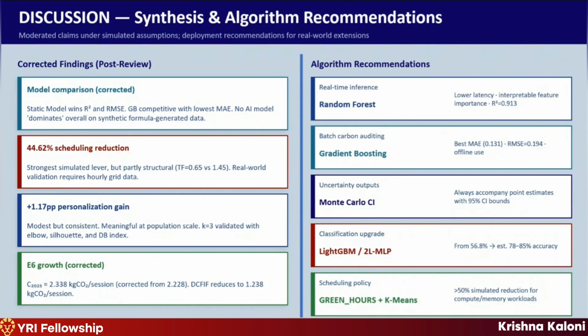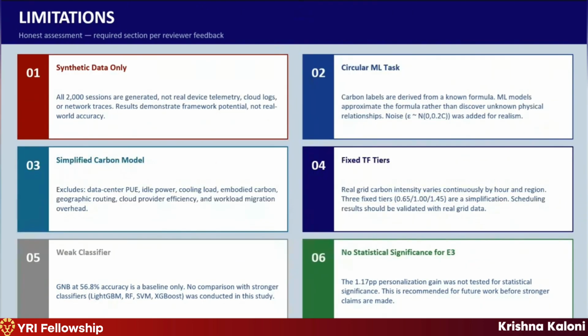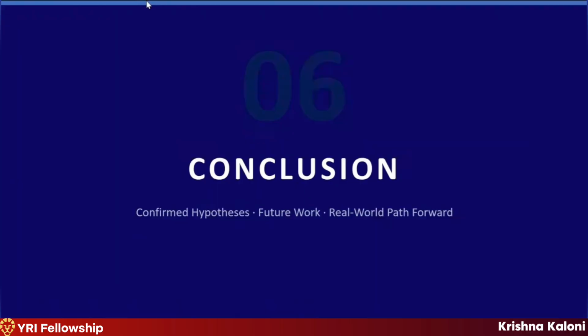In the scheduling policy, combining green hour assignment with k-means behavioral segmentation produces the largest simulated reductions. Limitations. 6 limitations are worth restating. ML is approximating a known formula rather than discovering physics. The carbon model excludes PUE, embodied carbon, and cooling load. TF tiers are fixed rather than continuous. GNB is a weak baseline with no comparison to strong classifiers, and the personalization gain was not tested for statistical significance.